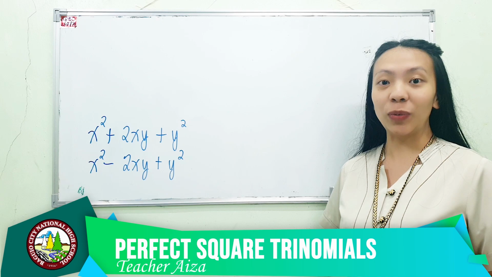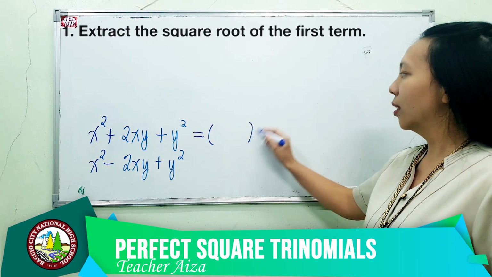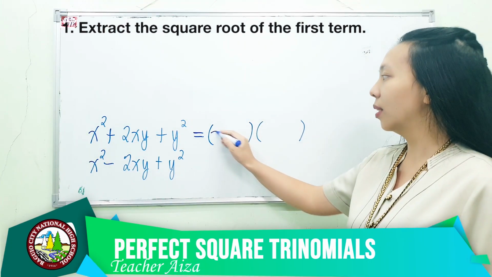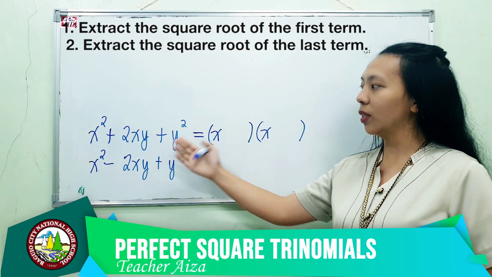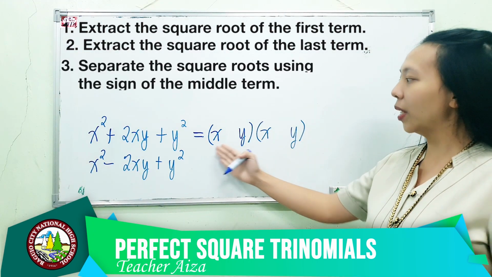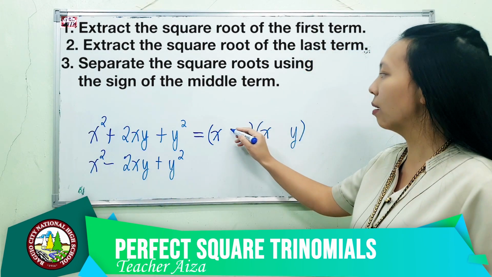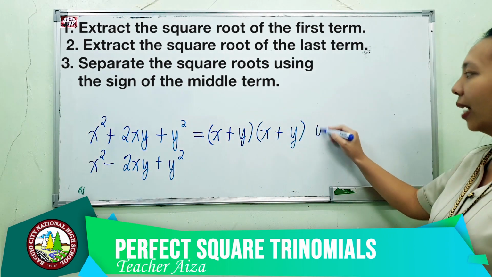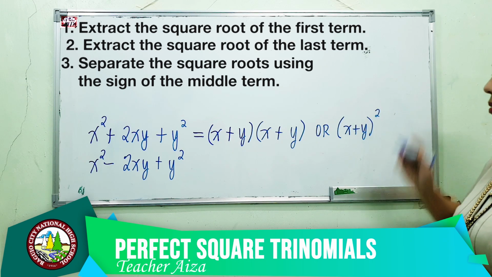To factor perfect square trinomials, we follow this pattern. First, we extract the square root of the first term. The square root of x squared is x. Then, extract the square root of the last term. The square root of y squared is y. And separate the square roots using the sign of the middle term. So we have here positive and positive. This can be rewritten as the quantity x plus y squared.